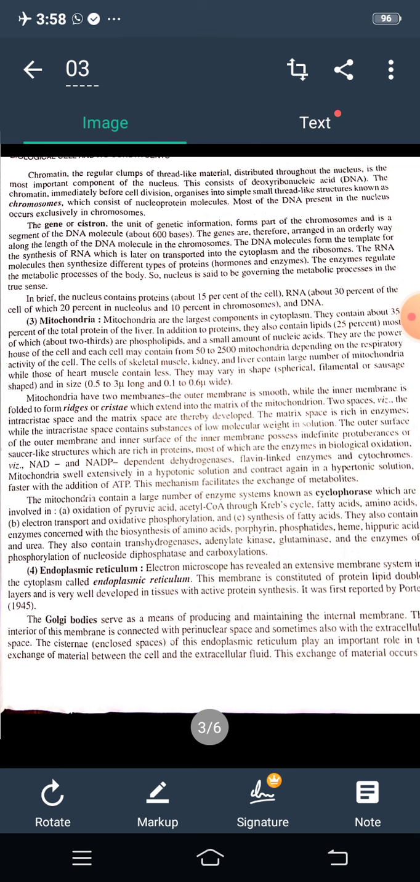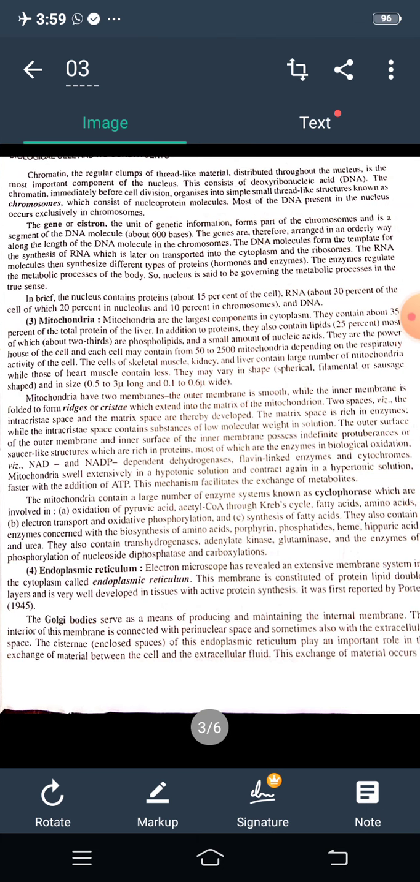Then chromatin, the regular clumps and thread-like material distributed through the nucleus, is the most important component of the nucleus. This consists of DNA. The chromatin, immediately before cell division, organizes into simple small thread-like structures known as chromosomes, which consist of nucleoprotein molecules. Most of the DNA present in the nucleus occurs exclusively in the chromosomes.